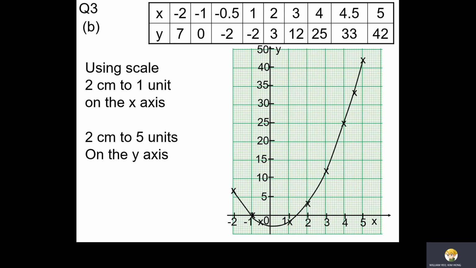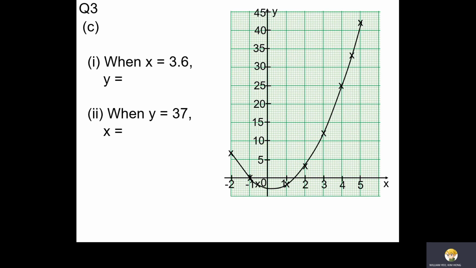Then use a flexible ruler. Try to connect all these points here by using a smooth graph. So don't miss any of these points. And the scale here is also very important for you to get the 4 marks. So from here up here, from here go down, then go up.